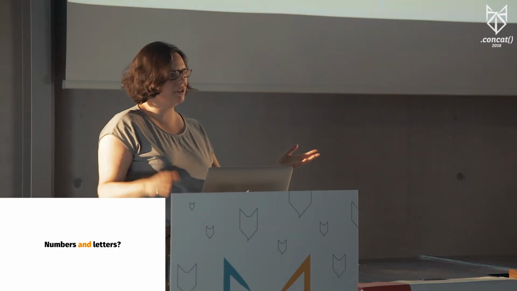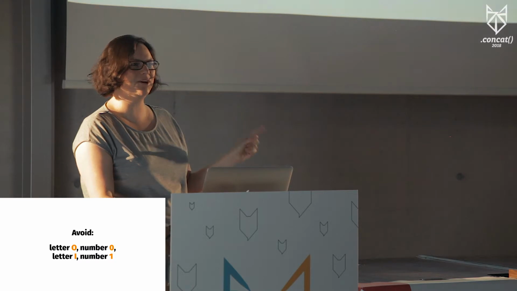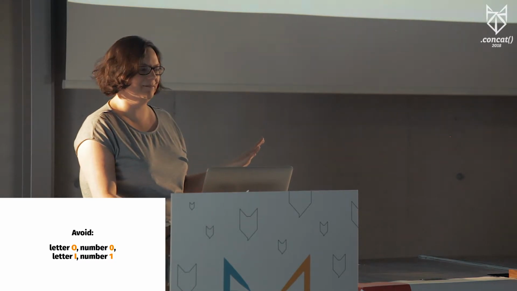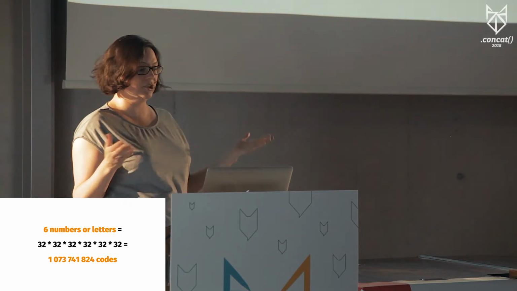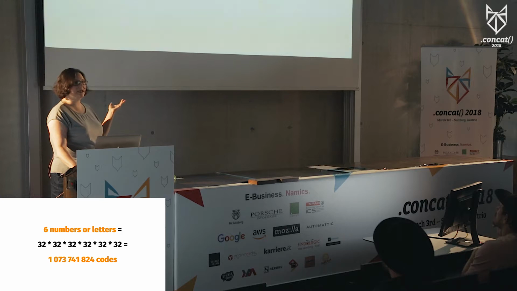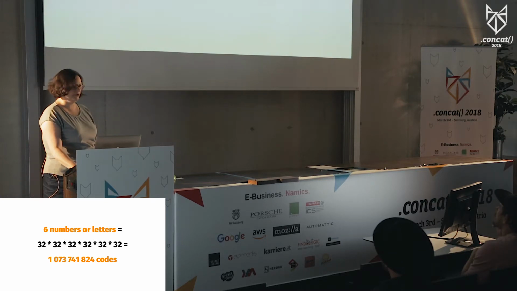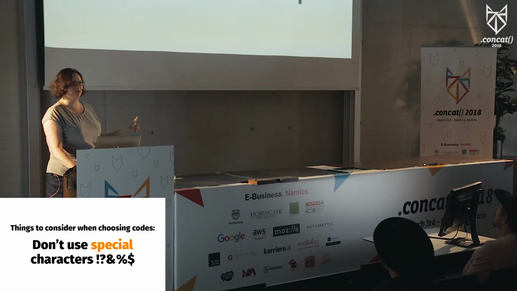You could mix letters and numbers, but don't mix letters and numbers that look similar, even if you have a font that makes them clear. But if you did this, you'd have 1 billion codes, which sounds pretty good, which is the number we chose. We chose a mix of 6 letters and numbers for 1 billion codes. Don't use special characters. That's just asking for trouble.